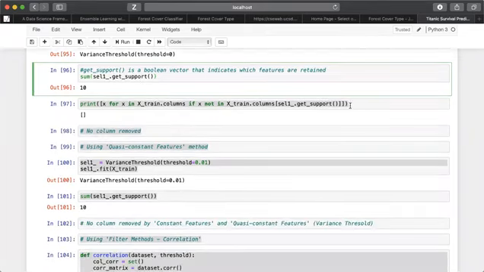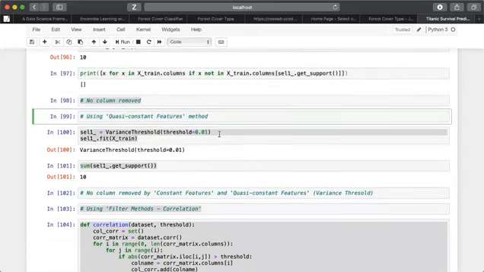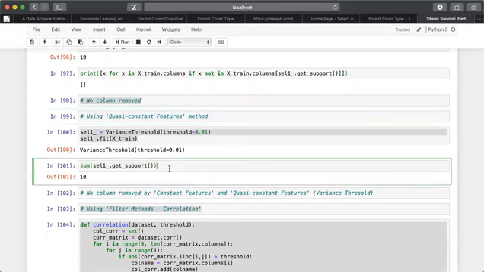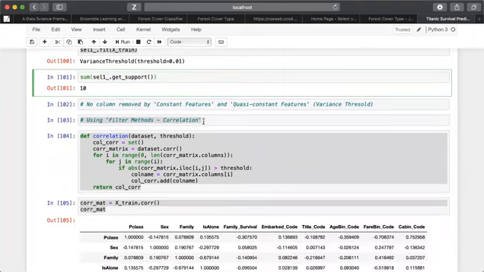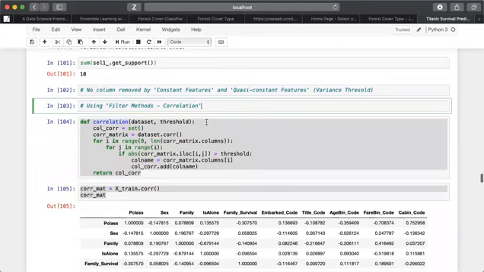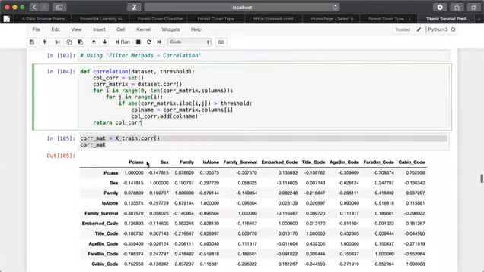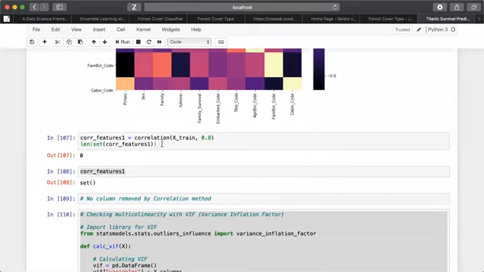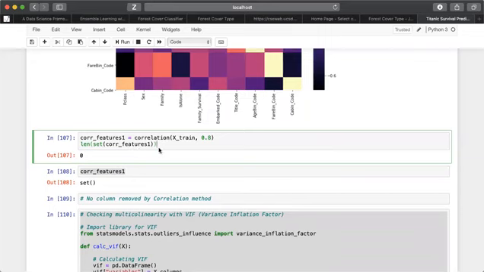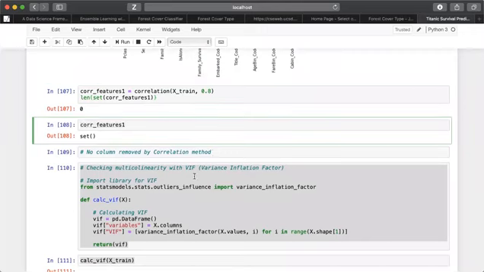Thereafter, I have gone for the quasi-constant feature method, where the threshold has been made 0.01, and here also it has not recommended anything. All the 10 columns are remaining, so no column has been removed by this method. Next, I have gone to the correlation method, which is a filter method. We found the correlation between all the columns, but it has not given any correlated features, so there is nothing to be removed by this.